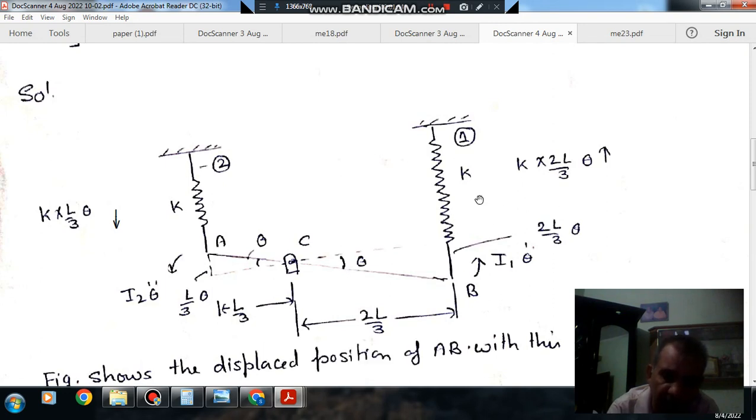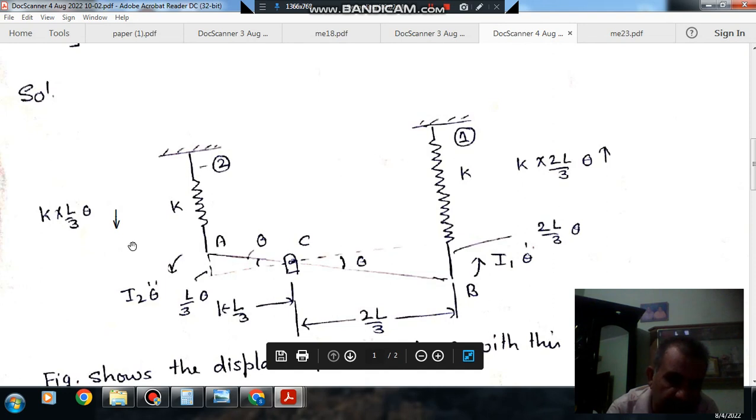Now we have the extension and compression of the springs, so we can determine the spring force. As the extension of the spring is 2L by 3 theta, the spring force will be K into 2L by 3 theta, in upward direction. Similarly, the spring force for spring 2 will be in downward direction, that is K into L by 3 theta. Now we have considered the spring forces.